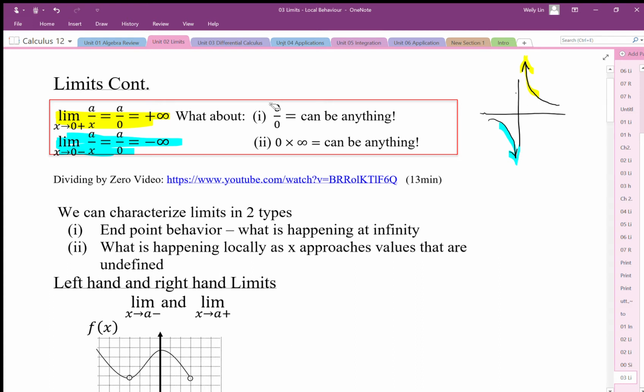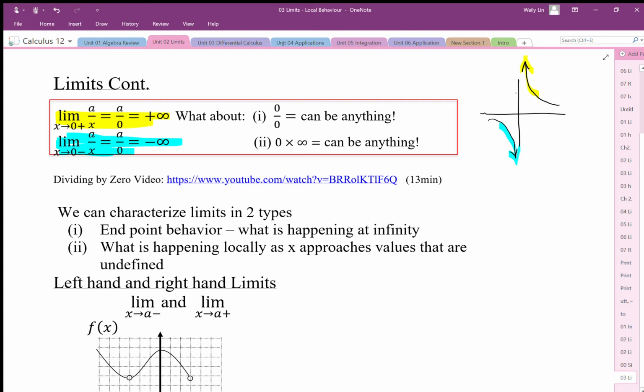The 0 divided by 0, this is the problem that limits allow us to deal with, is this can be anything. Same with infinity over infinity. It can be anything. It could be 0, it could be infinity, it could be 15, it could be pi. We don't know. And really this 0 times infinity is just a hidden form of 0 over 0. And with limits, what we're going to do is compare the ratio of the numerator to the denominator.